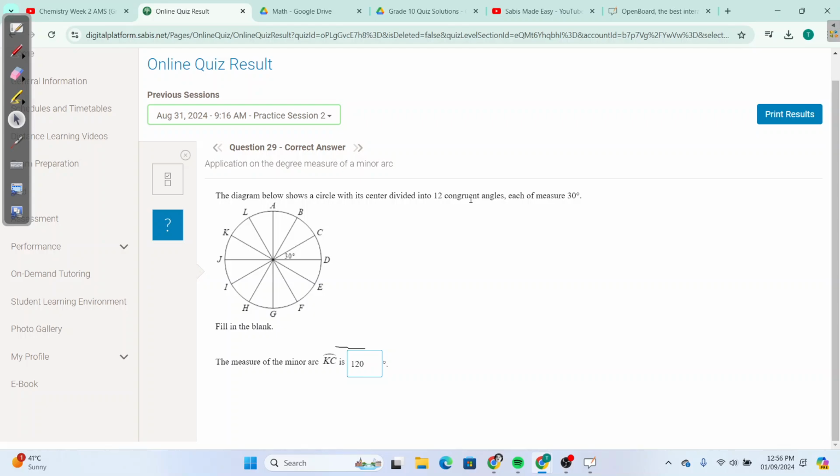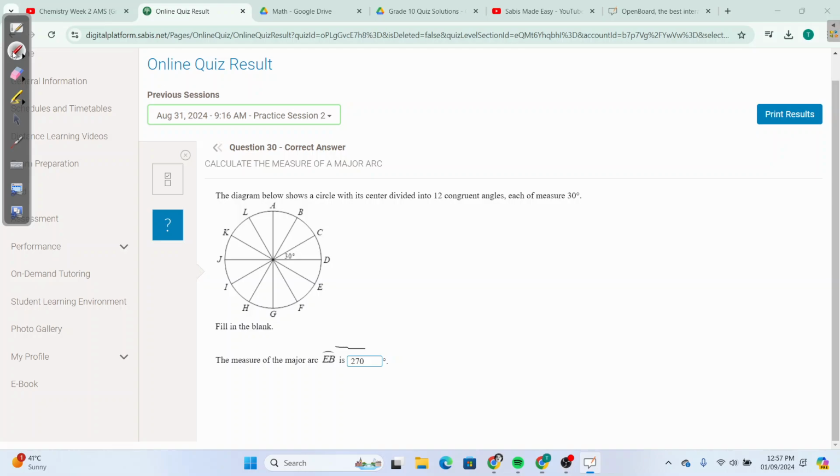So the diagram below, this is the same one as the other one, but it's easier. So minor arc KC. KC, minor arc, so it's this part right here. So 30 plus 30 plus 30 plus 30. Now 30, 60, 90, 120, and 120 is our answer.